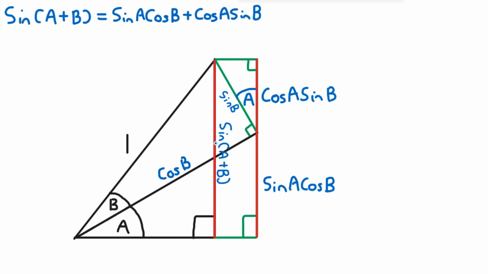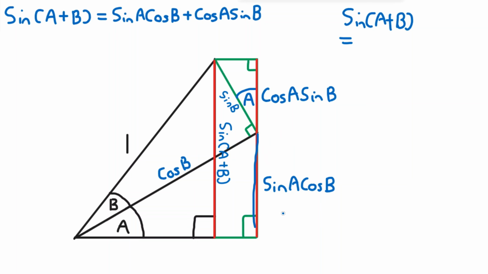So hopefully you can see visually that the two lines that I've highlighted in red are equal to each other in length. So what makes up these lines? Well, this line here, as you figured out right at the start, is just equal to sin of A plus B, and this is equal to this line. But what is this line made out of? Well, it's made up of two smaller lines.